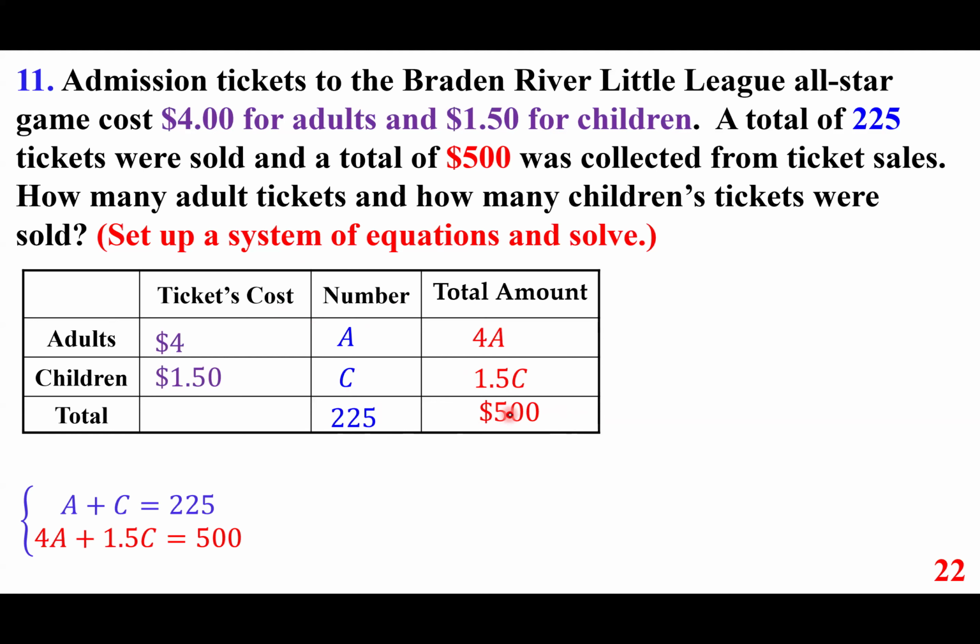Now we can solve it by any method. For example, the addition method, if we want to keep this intact, if we multiply this one by negative 4, we can get rid of the A. If we multiply it by negative 1.5, we get rid of the C. So let's multiply the first equation by negative 4. We get minus 4A minus 4C equals minus 900. And we're going to keep equation number 2 intact. We're not going to change anything.